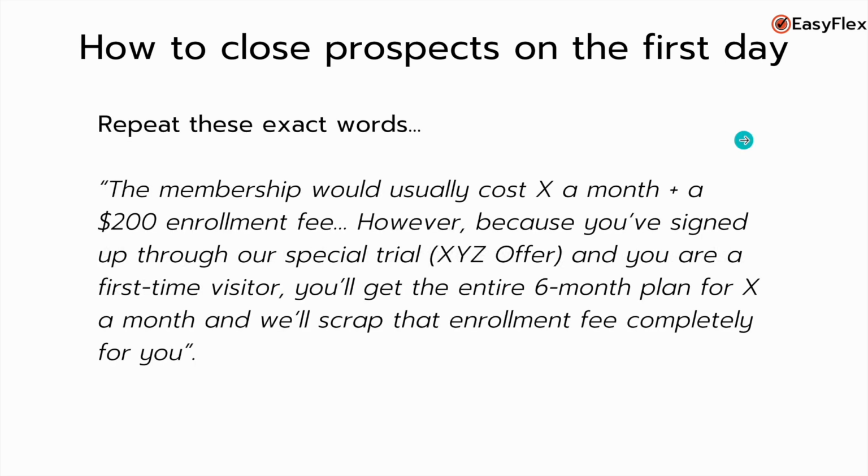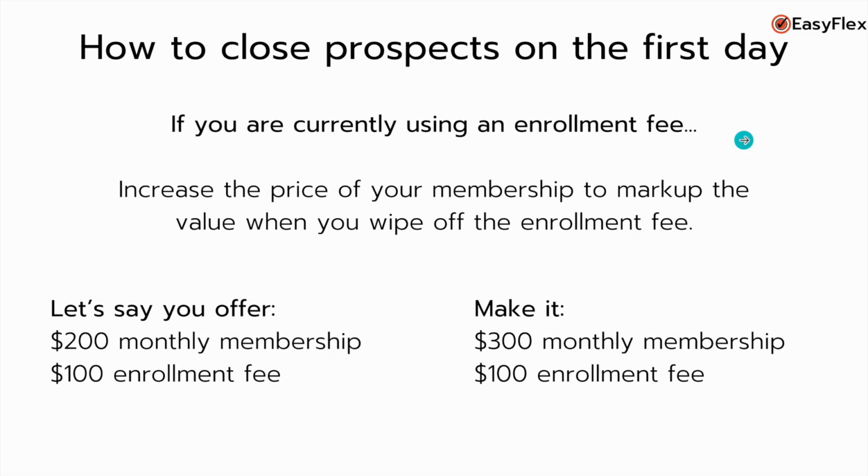All right, so how does it work? It goes a little bit like this. So Jane, the membership would usually cost $250 a month and a $200 enrollment fee. However, because you've signed up through our special offer, and then you just name your offer there, and you're a first-time visitor, you'll get the entire 6-month plan for just $250 a month, and we'll scrap that entire enrollment fee completely for you just for today.